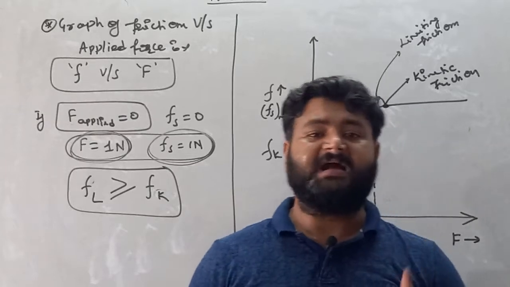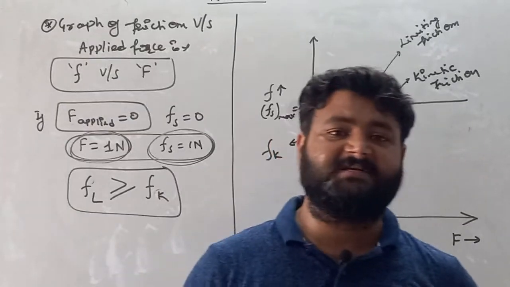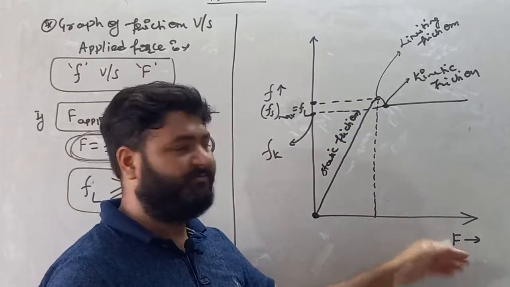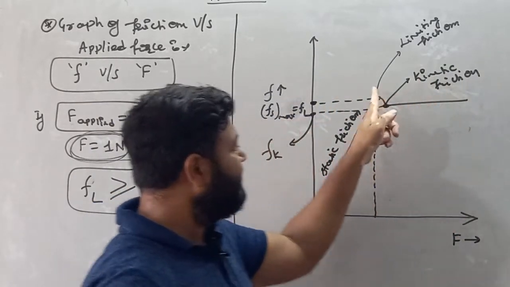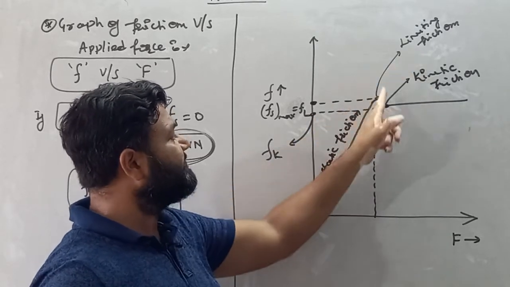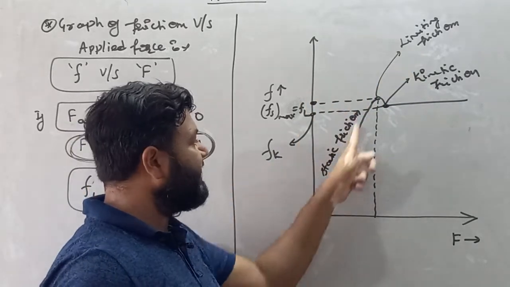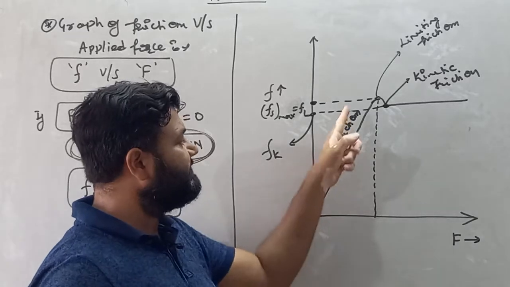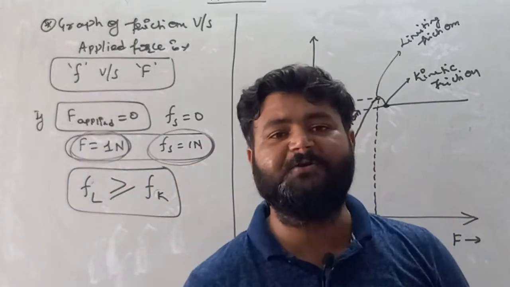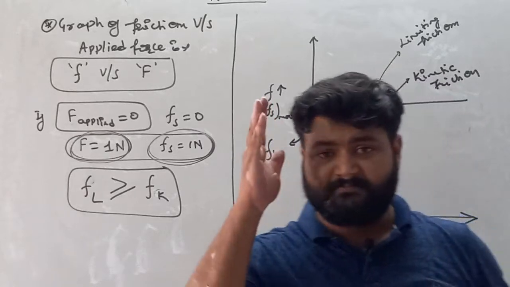And remember, kinetic friction is also a constant friction. Its value is not changing by change in applied force. So this is kinetic friction, one fixed value. This is limiting friction, one fixed value. This is static friction, whose value changes if the value of applied force is changing. I hope you all understand this graph.